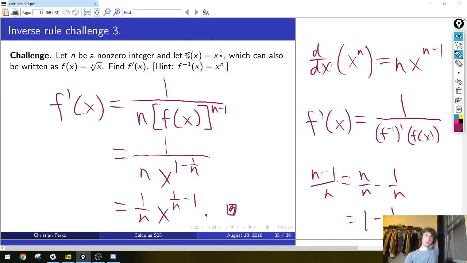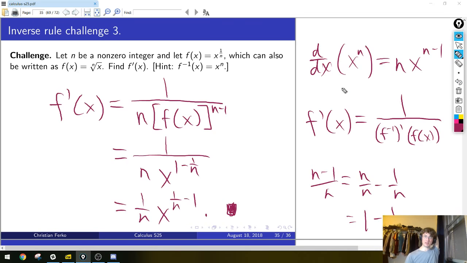And lo and behold, that's what we would have guessed by naively applying the power rule to this function, right? You would have told me, aha, x to the 1 over n. Well, you should pull down a 1 over n and then subtract 1, which would give you a 1 over n minus 1 in the exponent. We haven't proved that before, so we couldn't just make that argument, but now that we have the inverse function rule, we can prove it, and indeed, it is exactly what you would get from doing that procedure.